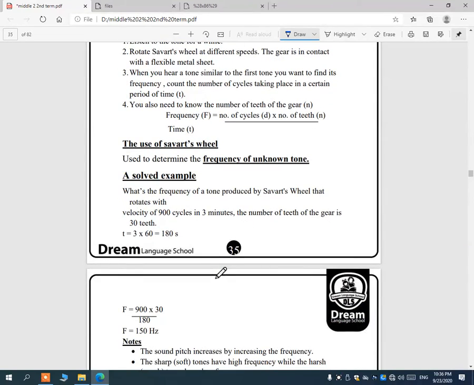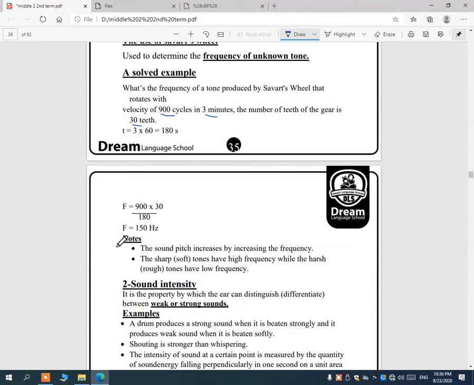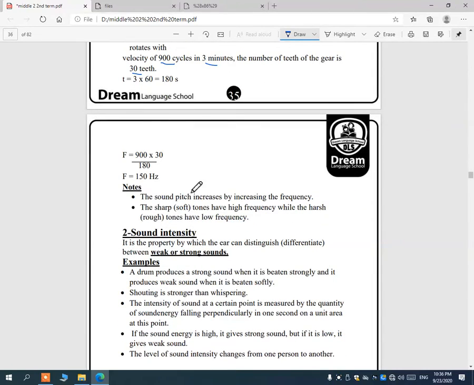Here we have a solved example. What is the frequency of a tone produced by Savart's wheel that rotates 900 cycles in 3 minutes? The number of teeth of this gear is 30 teeth. First we should convert the time from minutes to seconds. So 3 minutes times 60 gives 180 seconds. Frequency equals, as we said, D times N over T. D is the number of cycles, 900, times the number of teeth, 30, over time 180, so the frequency will be 150 hertz.